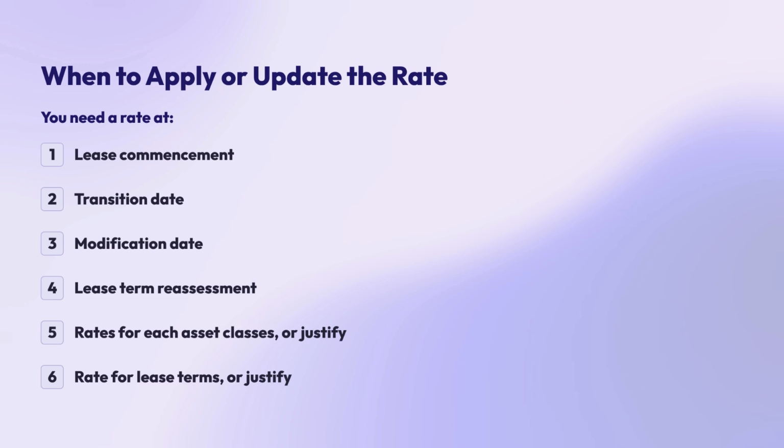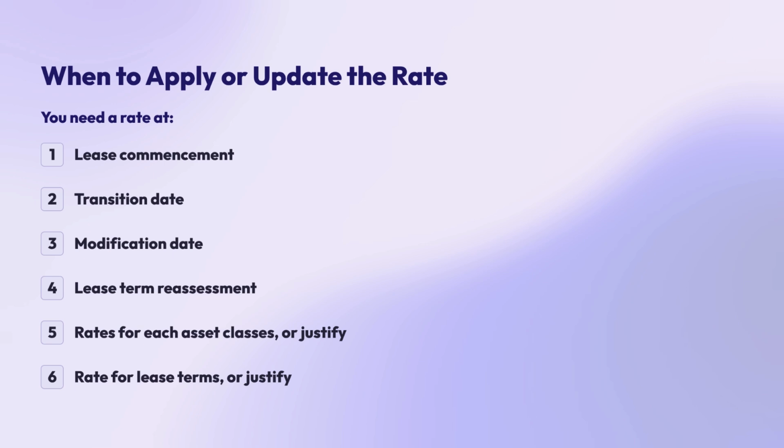Best practice is to review and update your IBR or OBR rates at least quarterly. Avoid applying a single discount rate across different asset classes, for example, property and vehicles, unless you can clearly justify that the portfolio is small, homogeneous, and the approach is proportionate. Similarly, avoid applying one rate across leases with significantly different terms unless it's supported by evidence.